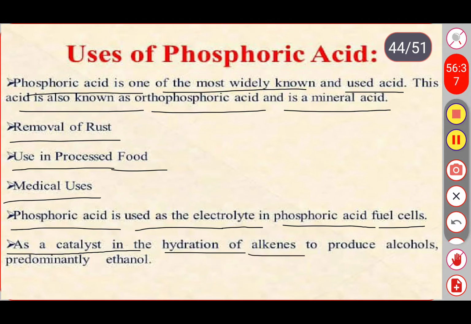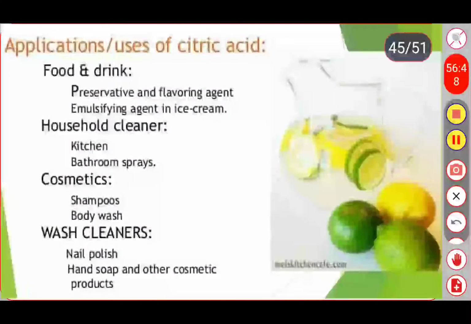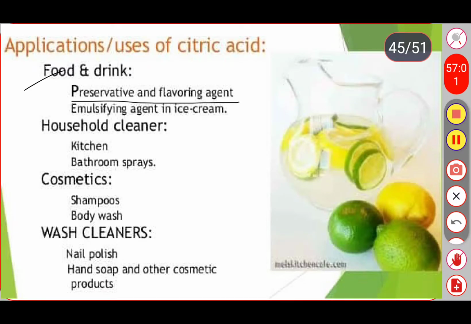So the next one, that is citric acid. So what are the uses of citric acid? You already know the uses of citric acid. It is used in food and drink, to preserve, as a flavoring agent, in household cleaners, and next one cosmetics. In household cleaners it is used in kitchen substances, bathroom sprays, shampoos, body washes, nail polishes, hand soap and other cosmetic products. So citric acid is used in all these things.